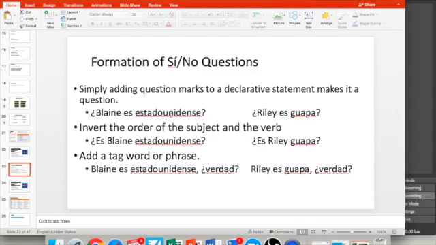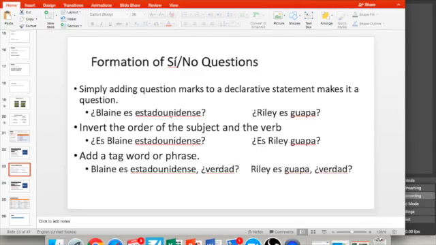Let's look at another example with these. So let's take a basic statement. Riley is good looking. Riley es guapa. Okay, let's take that and let's go through and turn it into questions. So we want to ask, is Riley good looking? Is she attractive? So we're going to take Riley es guapa and just throw questions around it. Riley es guapa? We've taken that, haven't changed anything. We just put some question marks around it, and now it is a question.